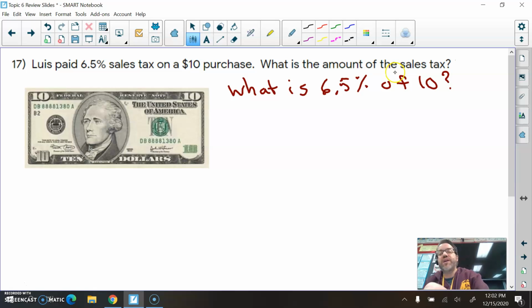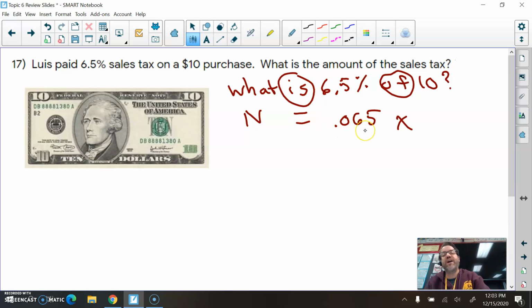Of means times. Is means equals, but that's not really a big deal in this problem. What number here equals 6.5%? Converting that into a decimal is what is really important in this problem. As a decimal, that would be 0.065. Notice we see the decimal point here, and then we move it 2 places to the left. One place moves us in front of the 6. The second place, we fill with a 0, and we get 0.065.